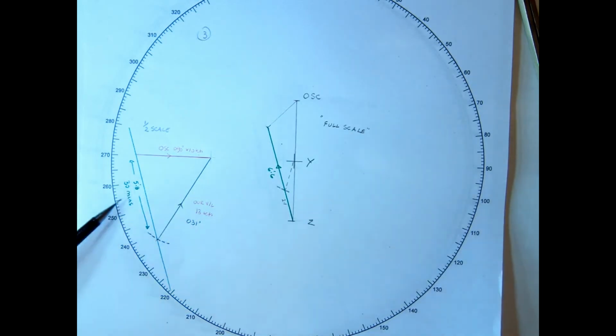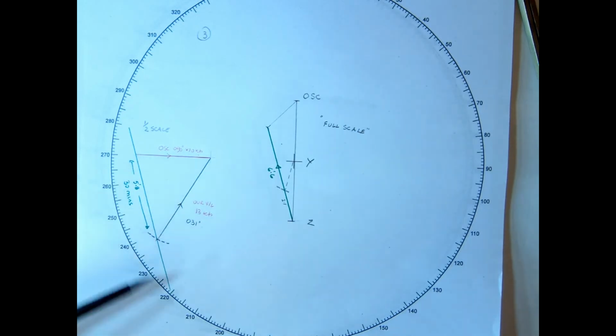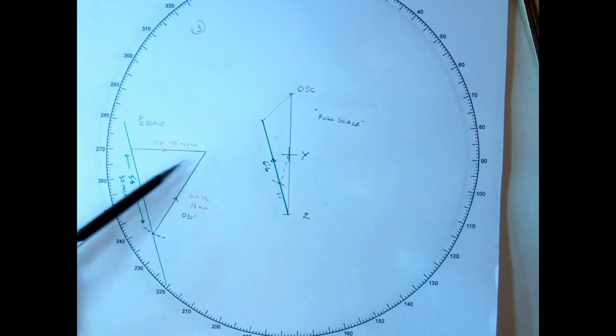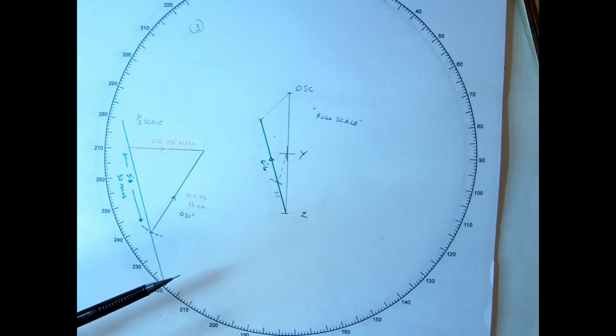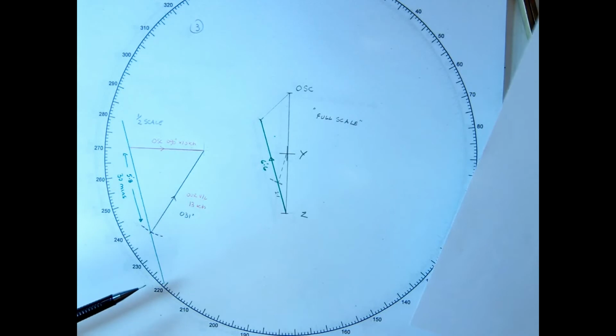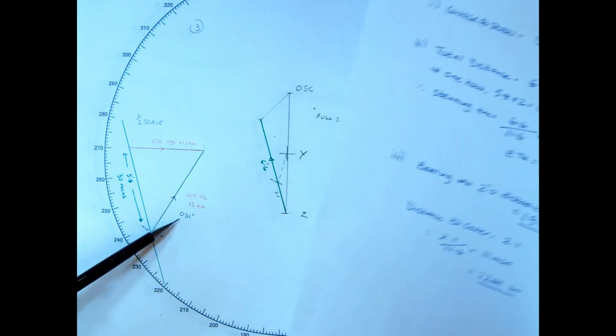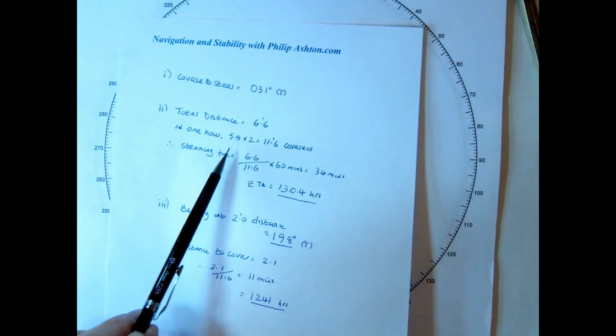And in the 30 minutes, we'll cover 5.8 miles. Okay, so between us in 30 minutes, so just be careful, I've got a half scale and a full scale plot. We've got to cover 6.6 miles, but in 30 minutes we'll cover 5.8. So when you think of that, it's not going to take us much longer than 30 minutes to actually reach our position. But our course is going to be 031. So course to steer 031, total distance 6.6 in 1 hour.